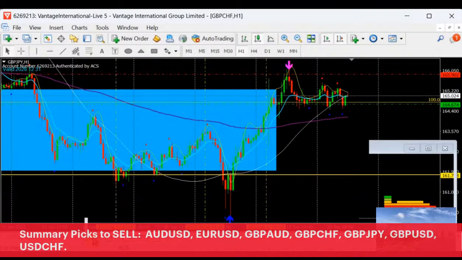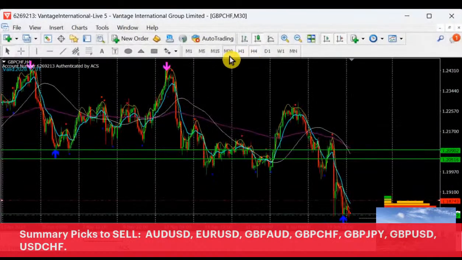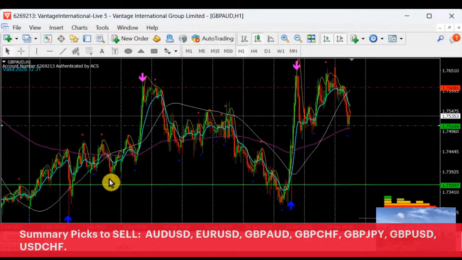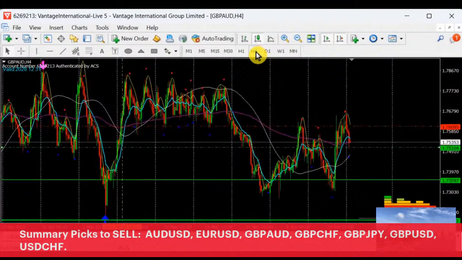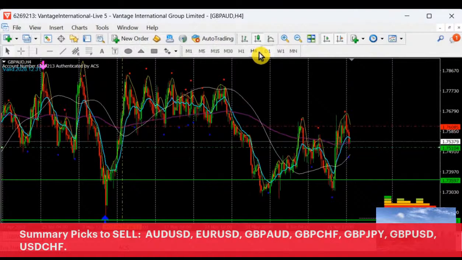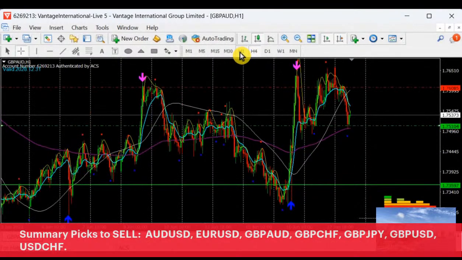And pound franc over here, it looks good to sell, but we are very near to the support level, so just be very careful with this. Pound franc, I'm not looking at this at the moment. Pound Aussie, right now pound Aussie should be looking at selling. Also take note of the support level, which is about 30 pips away.